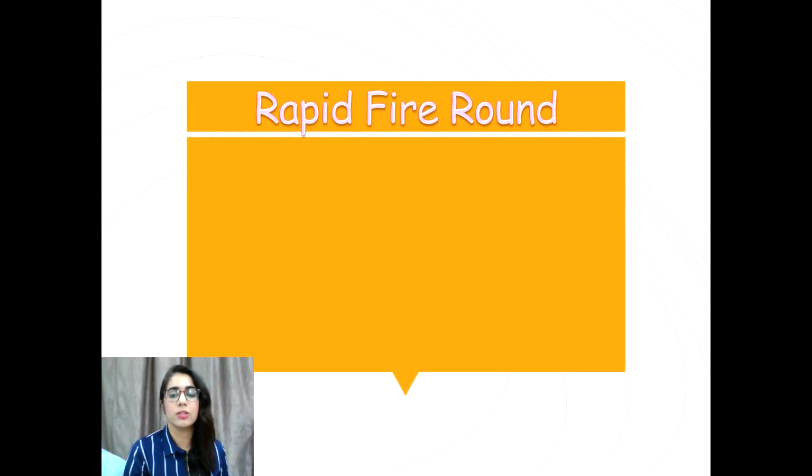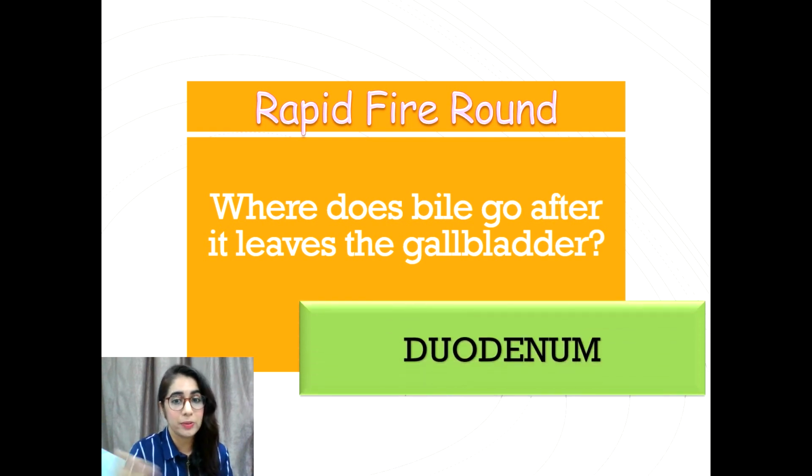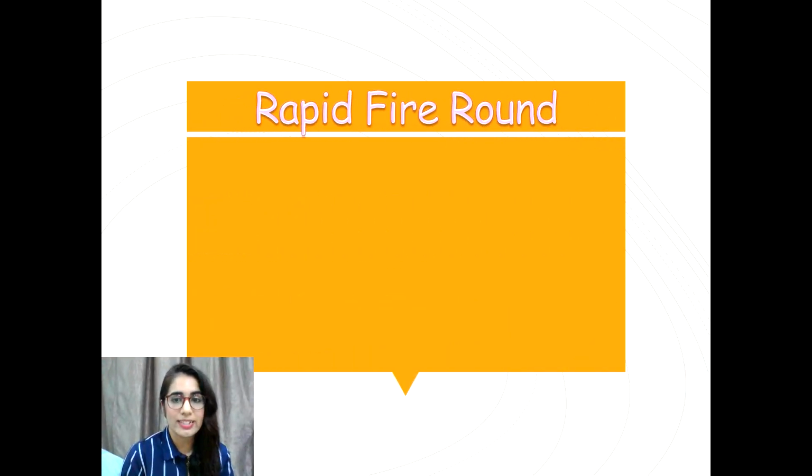Okay, now let's go on to the rapid fire round. The first question that I'm going to ask you, you have to be really quick. It's quite simple. Now, where does the bile go after it leaves the gallbladder? It goes into the duodenum. Alright. Okay, next question.